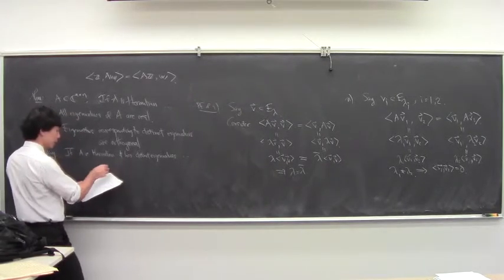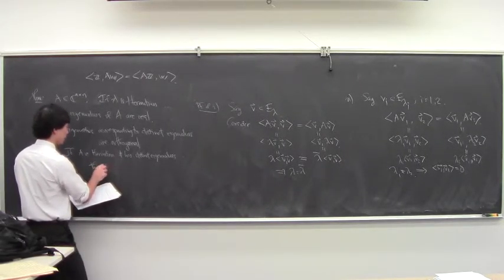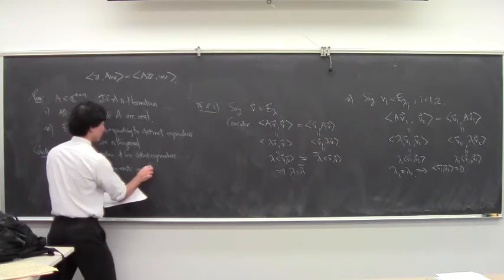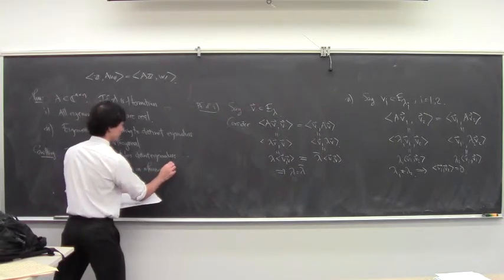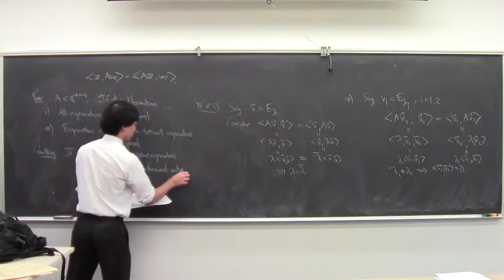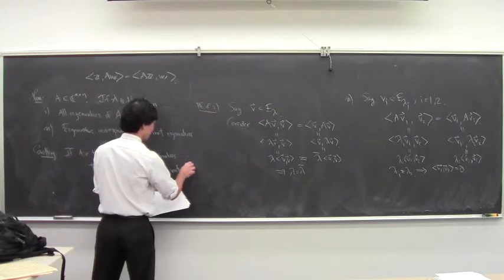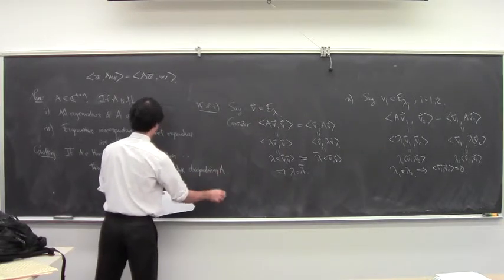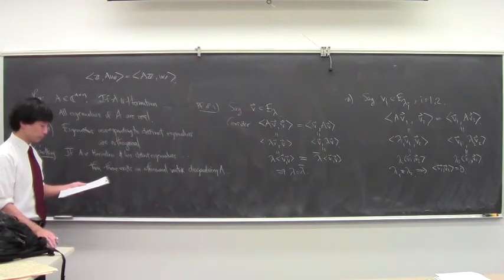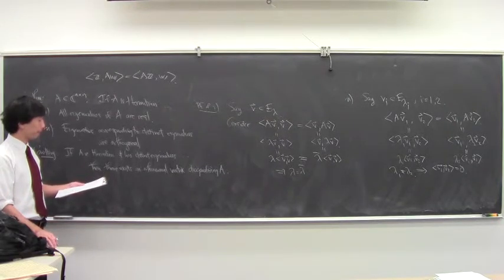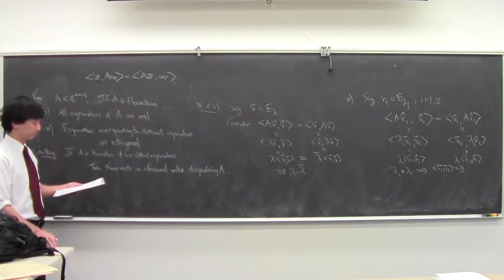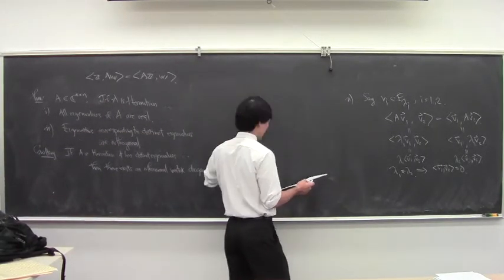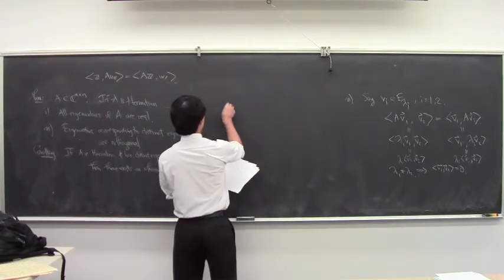So we just say that then there exists an orthonormal matrix that diagonalizes A. Okay, and the proof is just what we just said.